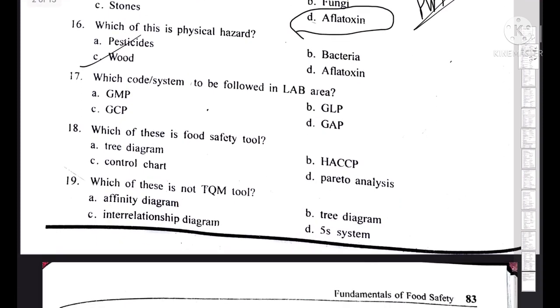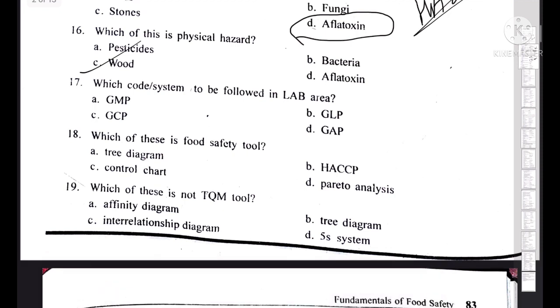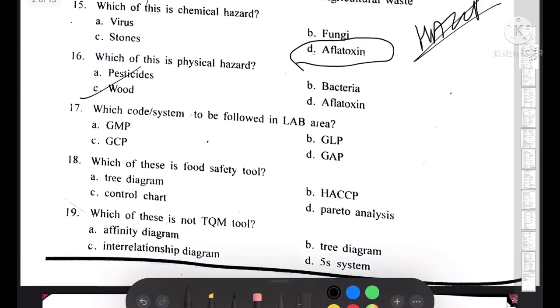Anyone can answer this. It is a very easy question. Which code system is to be followed in the lab area? GMP, GLP, GCP or GAP? In the lab area, the code system to be followed is GLP. GLP means good laboratory practices. It defines the rules and criteria for a quality system concerned with the organizational process and the conditions under which non-clinical health and environment safety studies are planned, performed, monitored, recorded or reported.